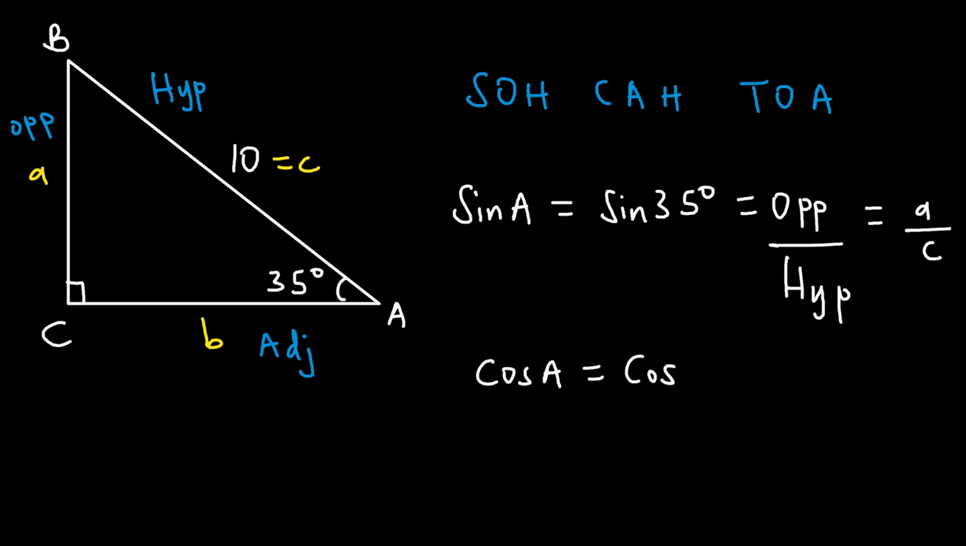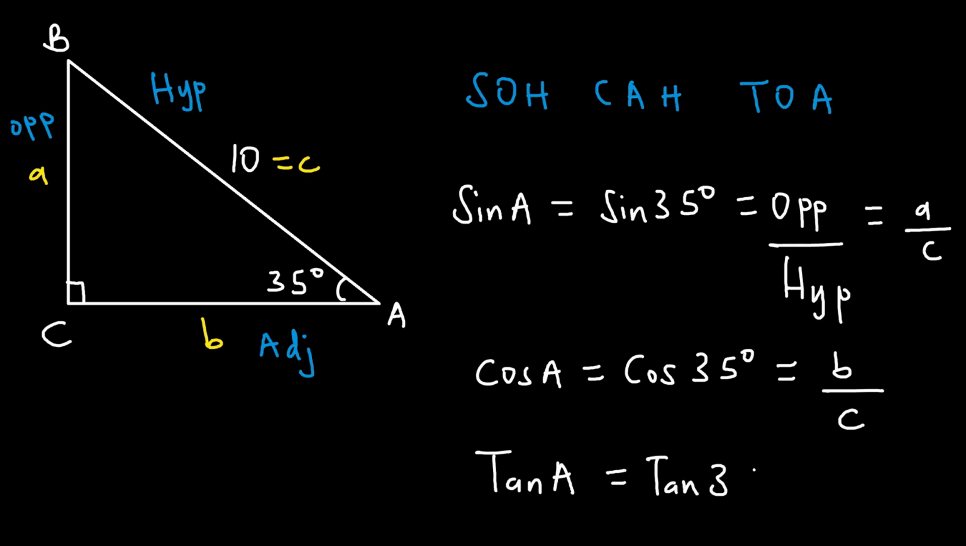Now what about the cosine of A? This is the same as the cosine of 35 degrees, and this will be equal to, now in this case we shall use this, where C stands for cosine, A stands for adjacent, and then H stands for hypotenuse. So this will be the adjacent, which is B, divided by the hypotenuse, which is C. And then the tangent of angle A, which is also the same as the tangent of 35 degrees, will be equal to, now in this case we shall use this. So we shall get the opposite and divide it by the adjacent. The opposite is side A divided by the adjacent, which is side B.